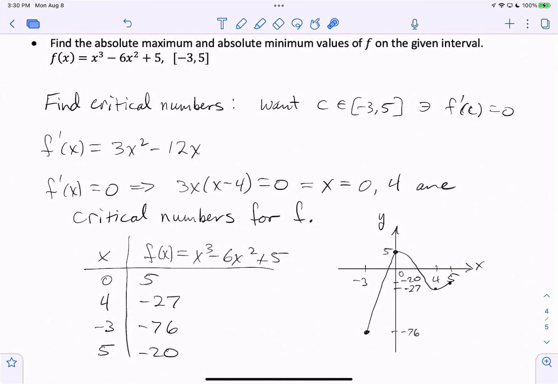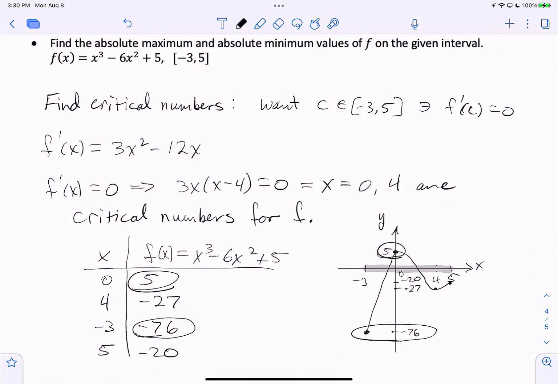No. At 0, we have a local maximum. And at 4, we have a local minimum. But folks, what matters is that on this interval from -3 to 5, the absolute maximum value is 5. It's the largest of the ones that we computed. And the absolute minimum value is -76. It's the smallest of the ones we computed.